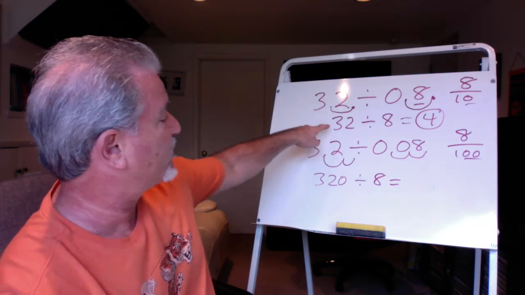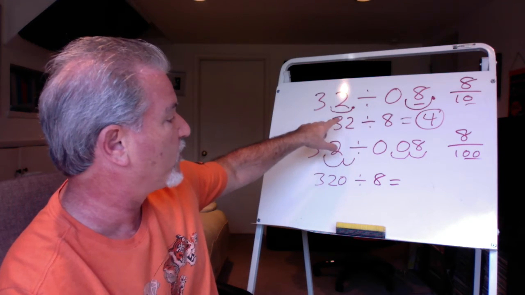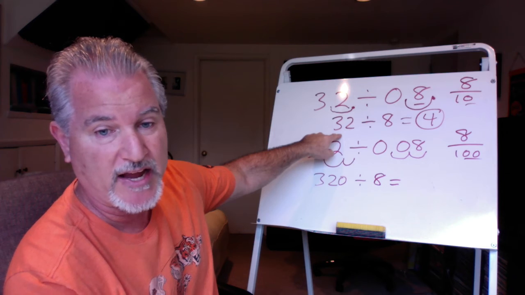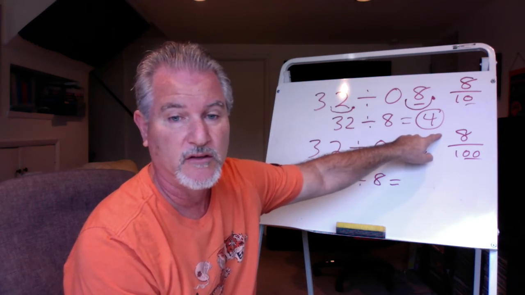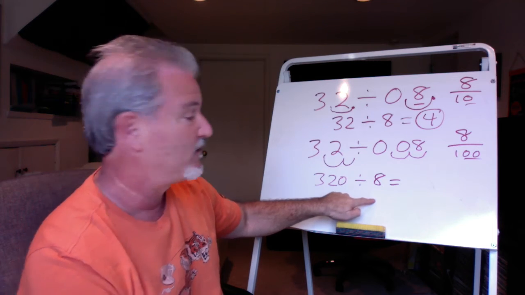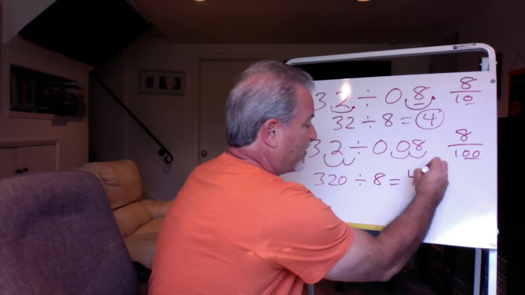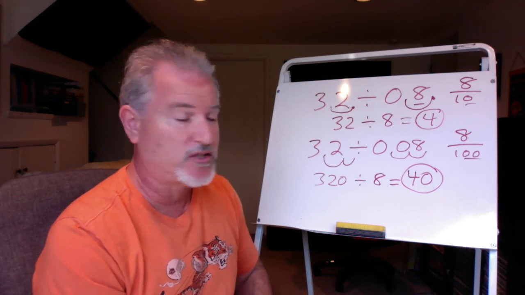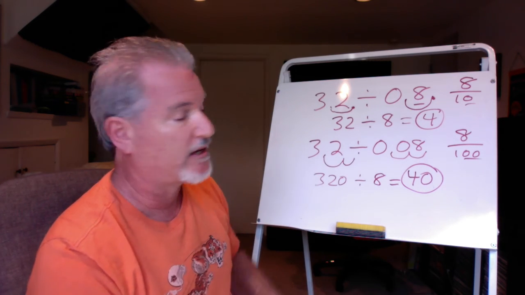So if you notice the similarities, right? We're dividing both by 8, but in this one we're dividing 32 by 8, which is 4. In this one we're dividing 320 by 8, which is 40. And you can check on your calculators to make sure that you've done it correctly.